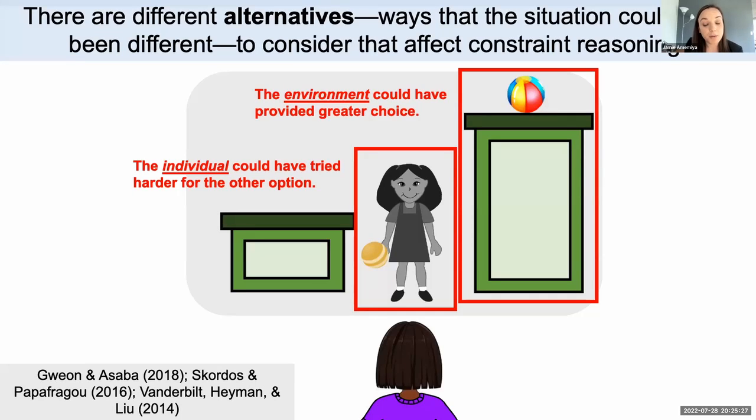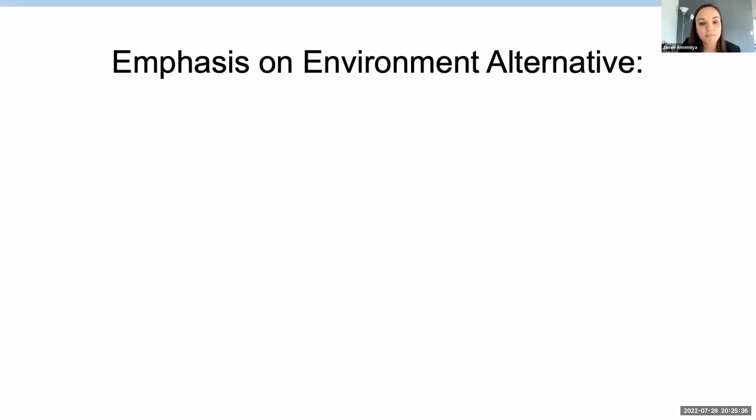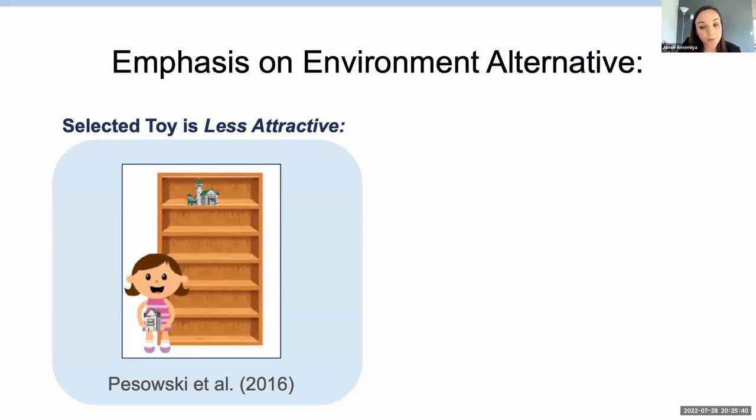And these studies were inspired by previous work cited below in other domains, finding that children's inferences can shift depending on the alternatives that are made salient to them. So how have studies put an emphasis on the environment? As one example, in a paradigm used by Pozowski and colleagues with 5 to 6-year-olds, the selected toy the character took from the lower shelf was less attractive than the toy that was out of reach. It was a smaller, less exciting castle that she took.